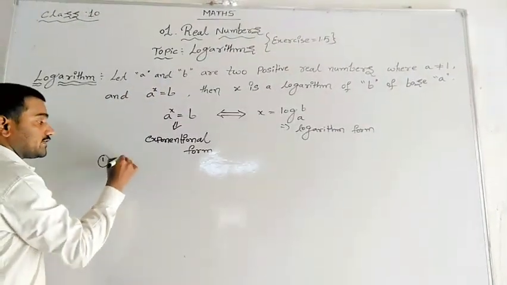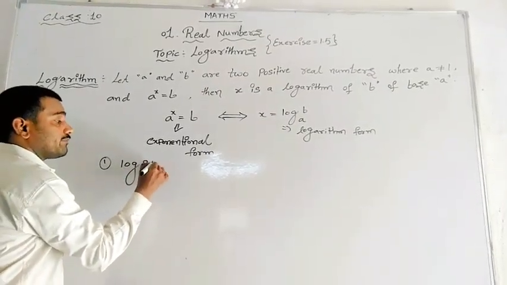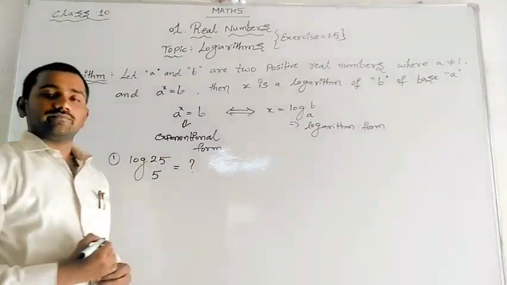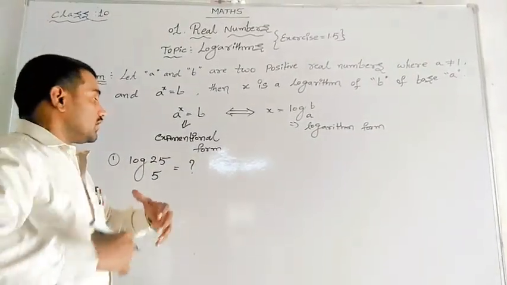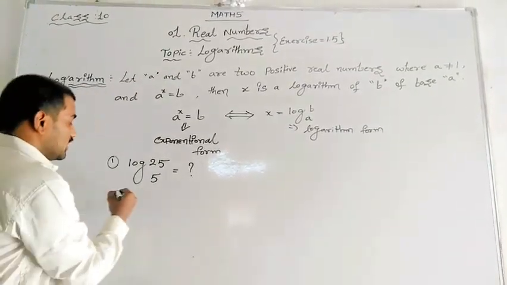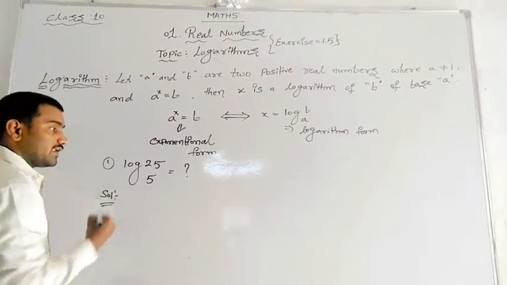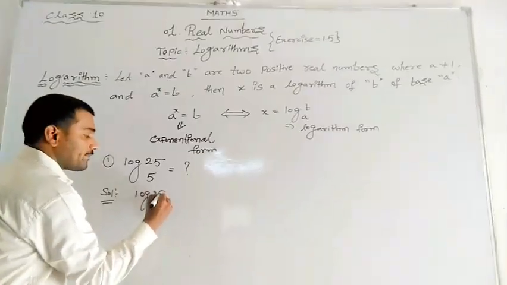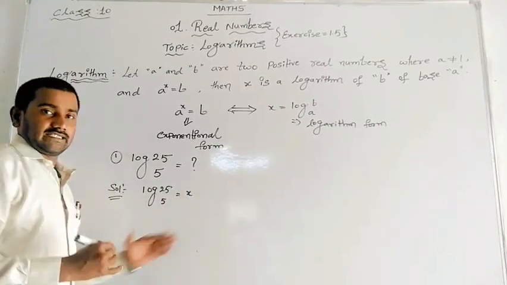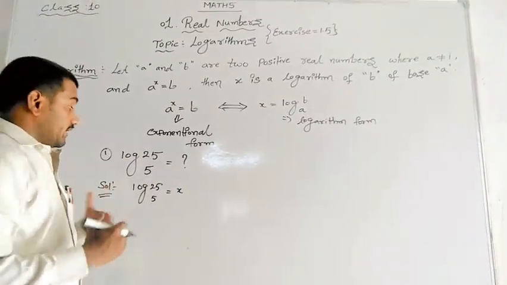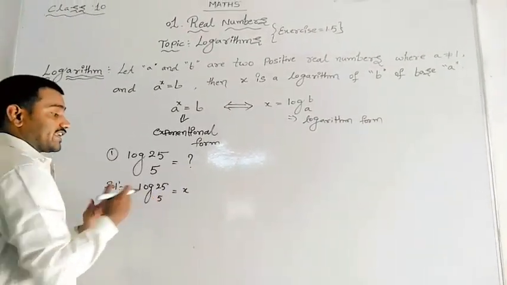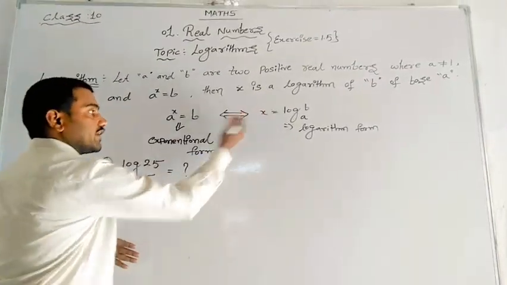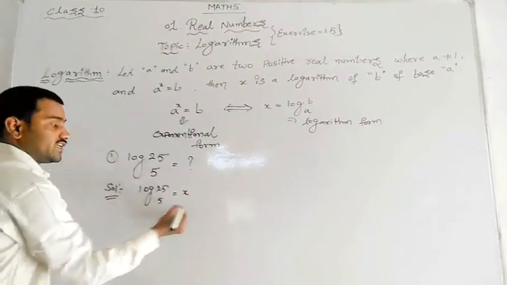Can you tell me what is the value of log 25 base 5? It's very easy. Let's go for the normal solution. Here, let us assume that log 25 base 5 equals x. See, it is in the logarithm form. Can we convert it to the exponential form? Yes, we can convert it to the exponential form.